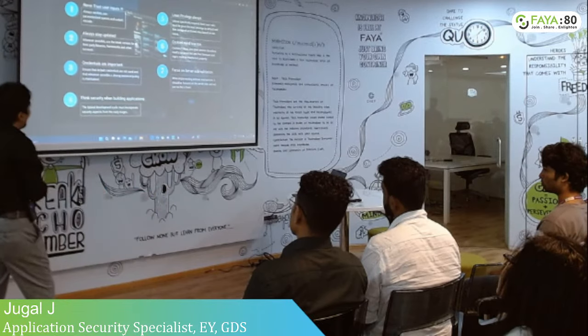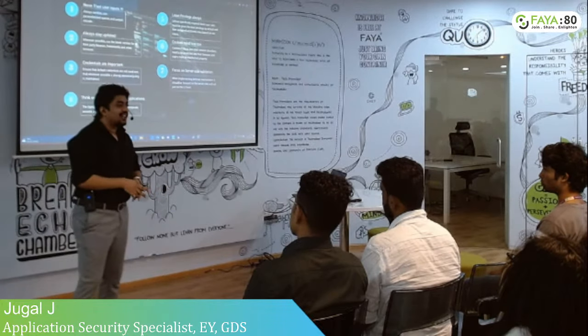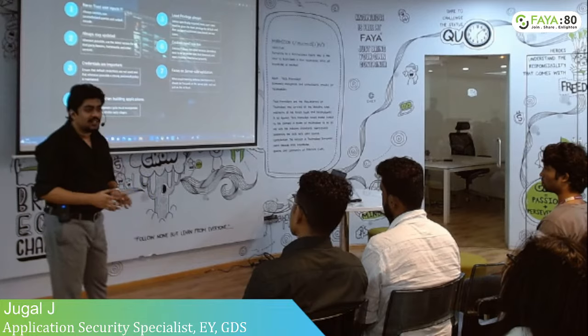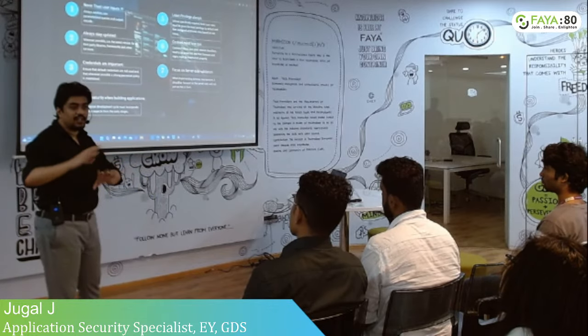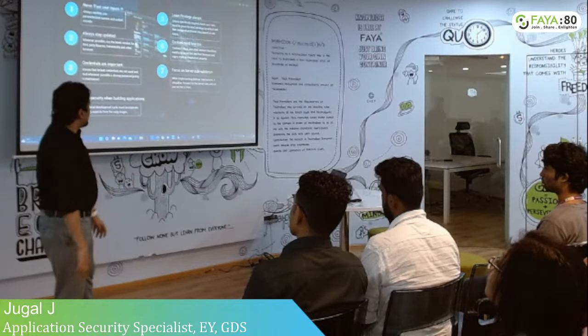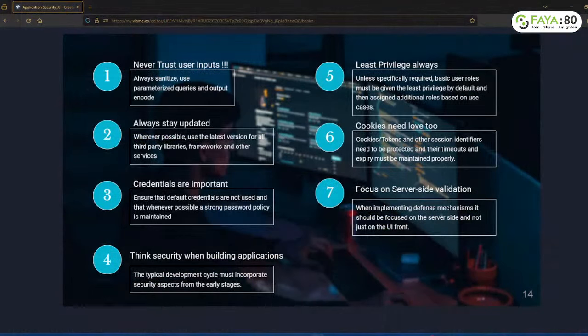Okay, and then always stay updated. This is very easy, right? Whenever you're using third-party libraries or anything else to build your application, make sure it's always updated. Like I said, if a new vulnerability comes out, the company will fix it, but you need to be aware of when it rolled out and how you can apply it. So always stay connected and update to the latest versions.